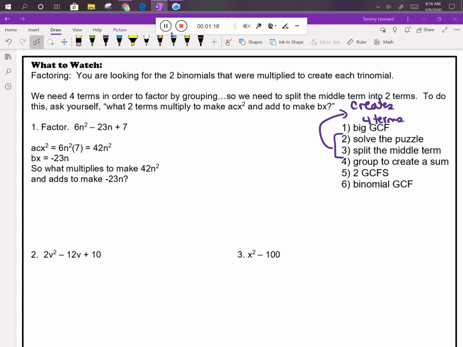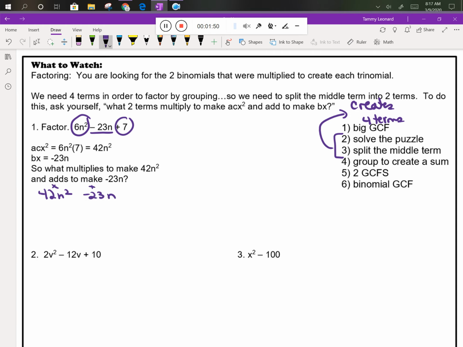So the way we figure out what multiplies to make is we look at the first term and the last term. We multiply them together. So 6n squared and 7 multiply to make 42n squared. So we want to know what multiplies together to make 42n squared. And then the adds to make, well, that's always going to be the middle term, the negative 23n. So we're looking for things that multiply together to make 42n squared and add together to make negative 23n.